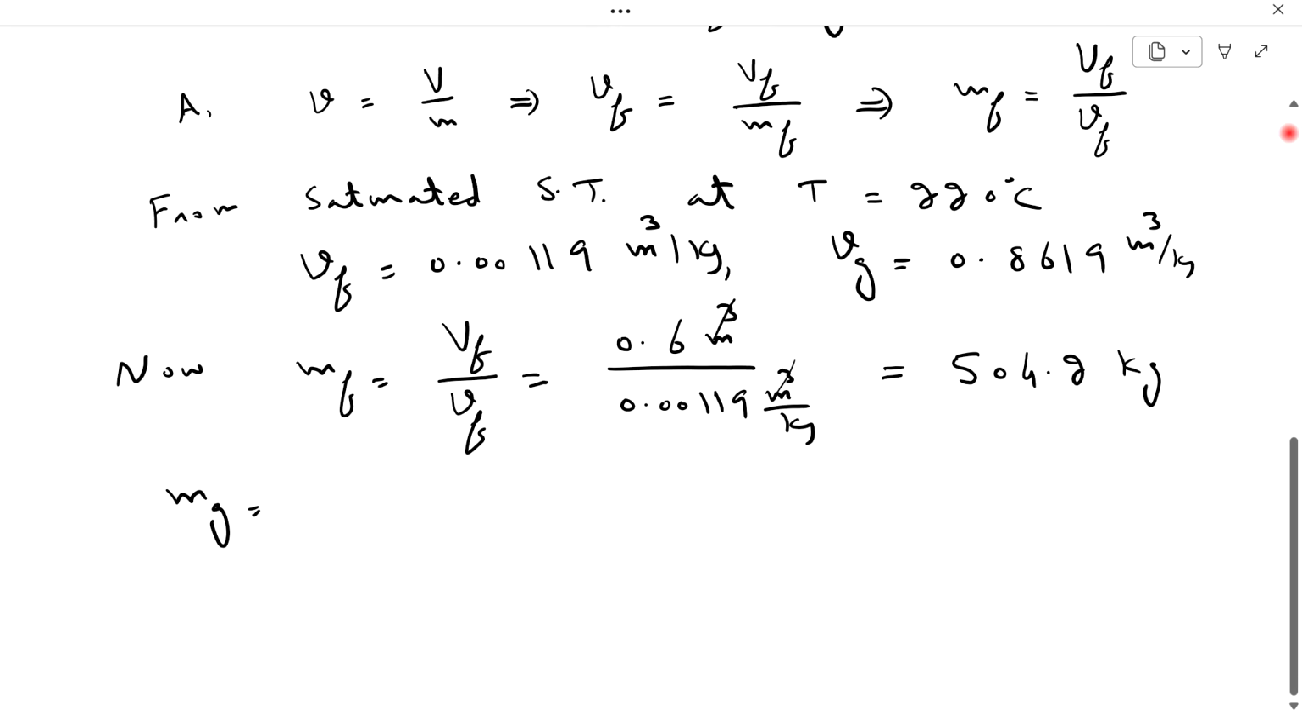And mass of vapor: as mass of liquid is total volume of liquid divided by specific volume of liquid, similarly mass of vapor is equal to total volume of vapor divided by specific volume of vapor. Total volume of vapor is 1.2 meter cube and specific volume of vapor is 0.8619 meter cube per kg, which is equal to 13.92 kg.